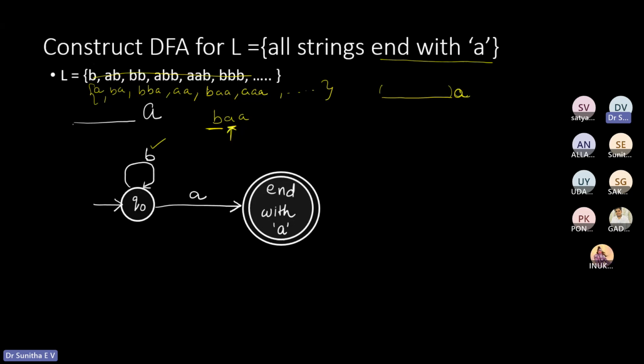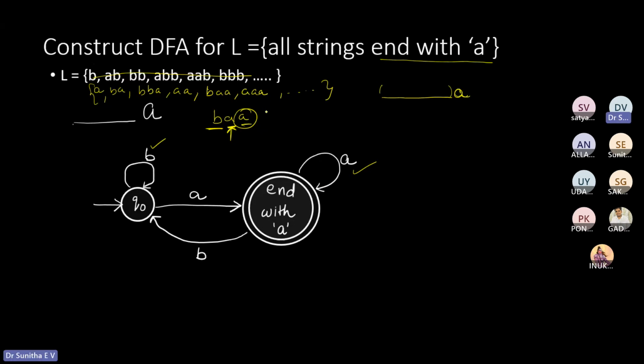So if we find A, we think that it is the final character, and it will take a transition from Q0 to this end with A state. Okay. And after that, we read an A again and find one more A. Still, it is ending with A, so we can still accept it. That means the machine can remain in the same final state even if we read an A here. So we'll put a self loop over here.